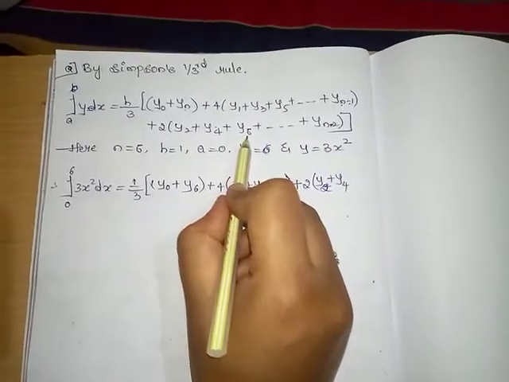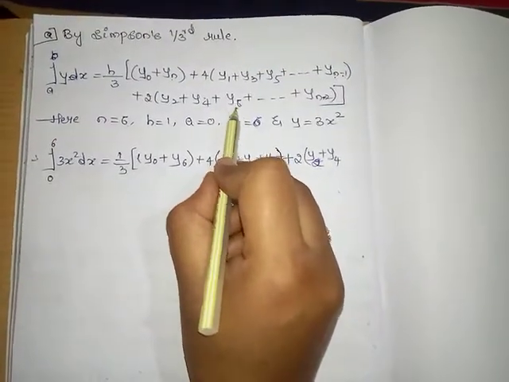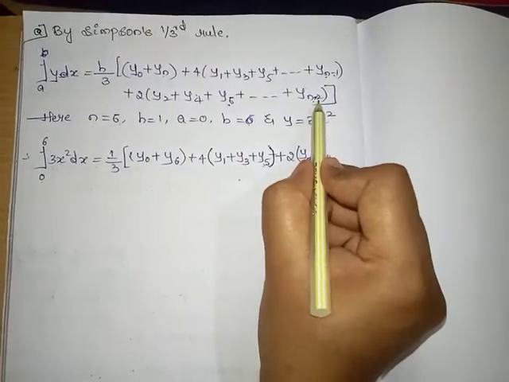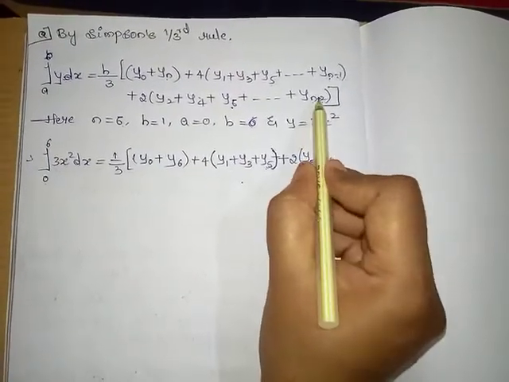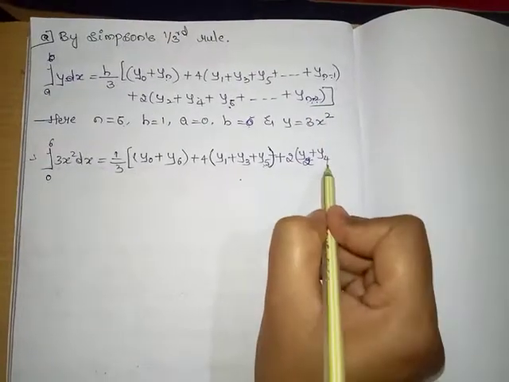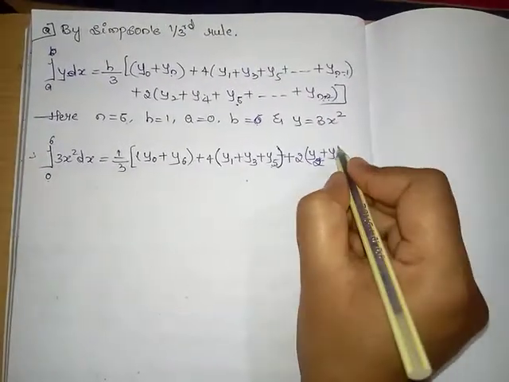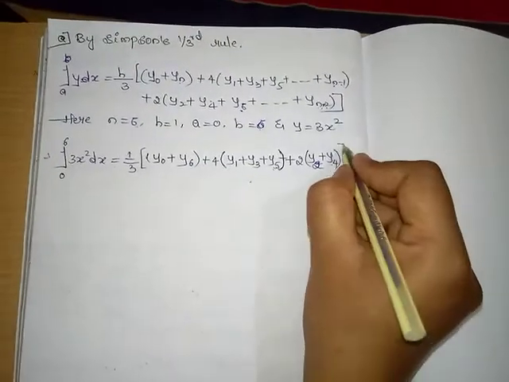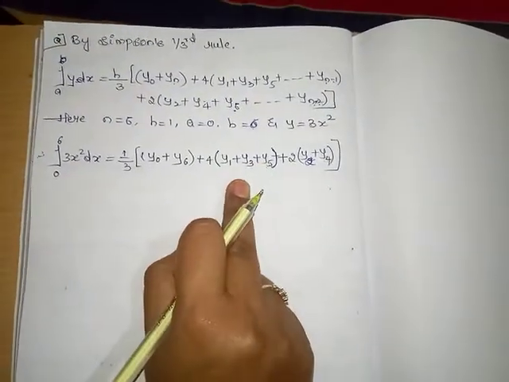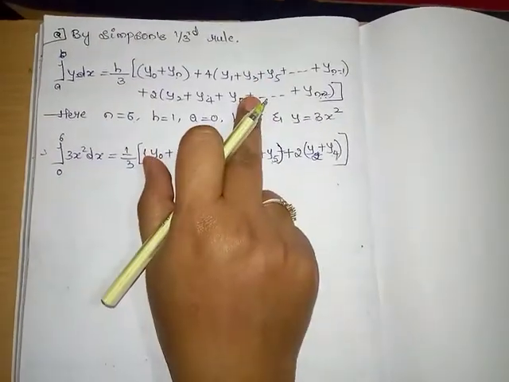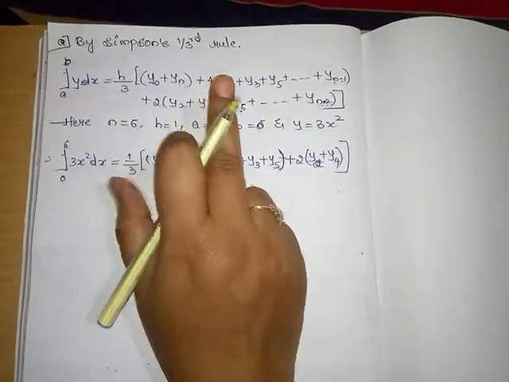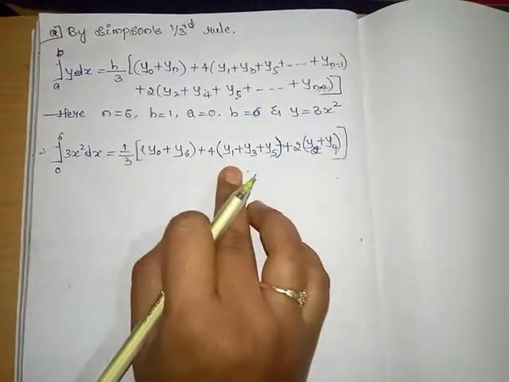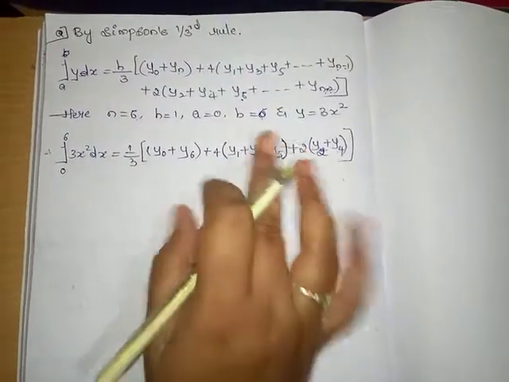Here we can't write y6. Why? Because we have to write the terms up to n minus 2. N is 6 here. 6 minus 2 means 4. So that here we have only terms up to y4, 2 into y2 plus y4. This is the general formula for Simpson's 1/3 rule, and this is the formula for this given particular example.